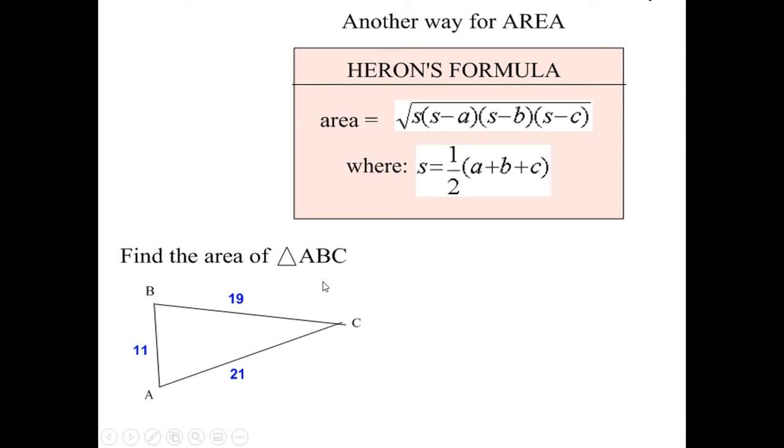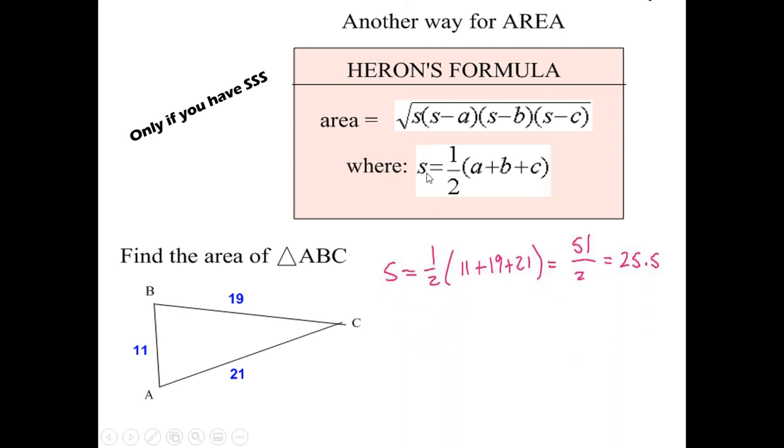S in and of itself really isn't all that useful, except that we're going to plug it into this formula, but it means half of the perimeter. Well, what's the perimeter? A plus B plus C. That would be all the way around the triangle. The semi-perimeter would be half of that. So 1/2 A plus B plus C. Now we're going to plug that into the formula with the given sides to figure out the area. So we can only use this if we know all three sides. Okay?